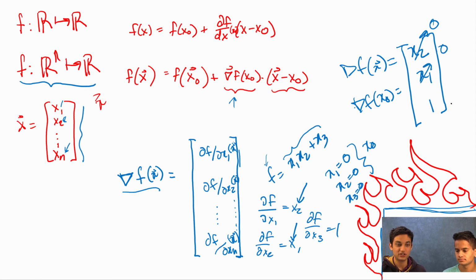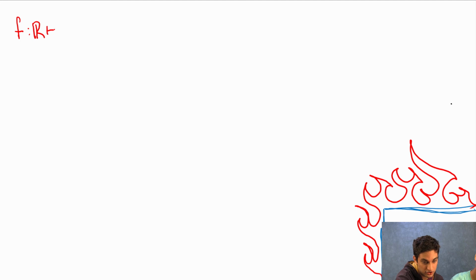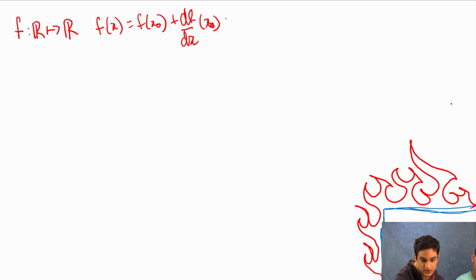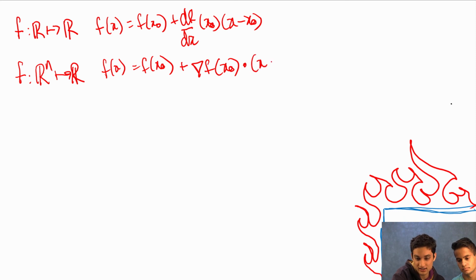Cool. Now we're going to go to the multi-dimensional case. We're going to generalize it one step further. We've studied functions of the form f from R to R, and this looks like f of x is equal to f of x0 plus df over dx evaluated at x0 times x minus x0. We study functions of the form f from Rn to R, and this looks like f of x is equal to f of x0 plus the gradient of f evaluated at x0 dot product with x minus x0. Where all of those are vectors? Yeah. Right. I keep forgetting the vector symbol because you just tend to lose them after a while.